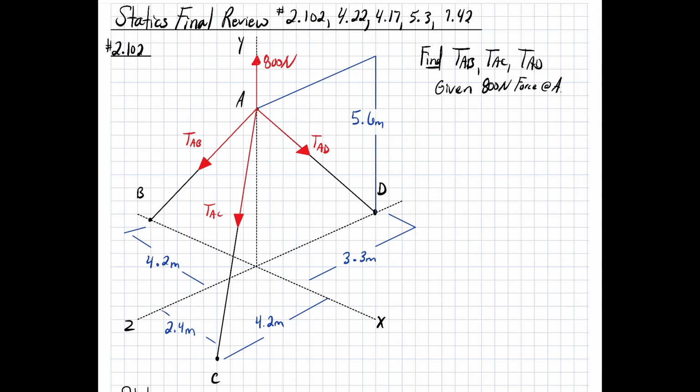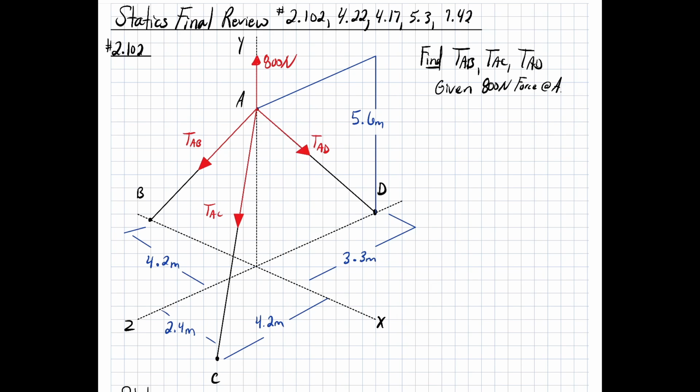So we're going to start right on off with chapter 2, problem 102. This problem is going to give us a hot air balloon. They give us the force P of the balloon, which is 800 newtons going up. And we have our dimensions in the X, Y, and Z plane. They ask us to find the tension in each cable, tension AB, AC, and AD.